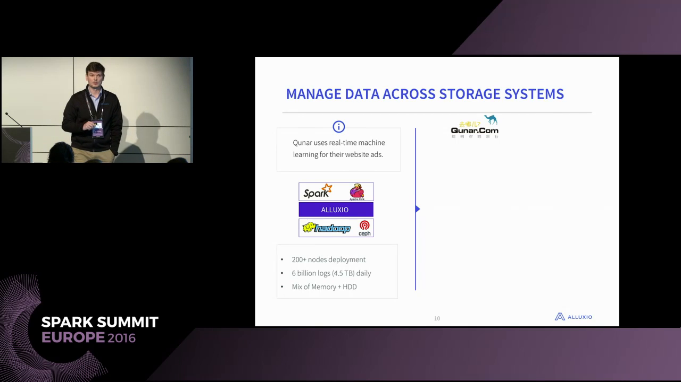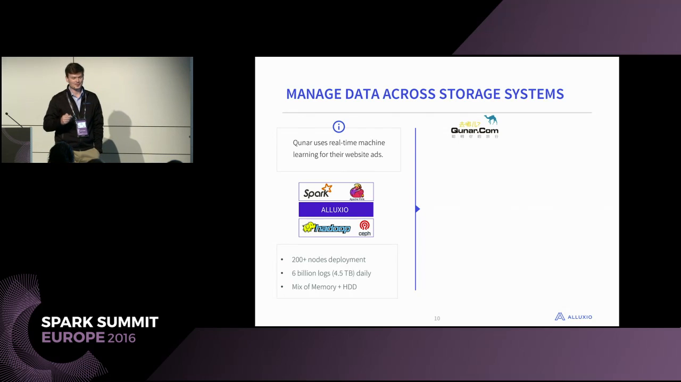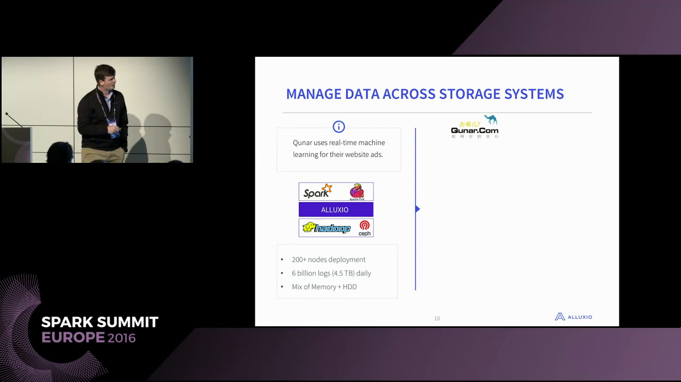And the last production use case I want to talk about is from Qunar, which is the Chinese Expedia. Turns out Alluxio happens to be very popular in China. Our CEO is Chinese, so maybe that's part of the reason. Qunar would use Alluxio in their deployment that uses both Spark as well as Apache Flink as the compute frameworks, and Hadoop, HDFS, and Ceph as the data storage.